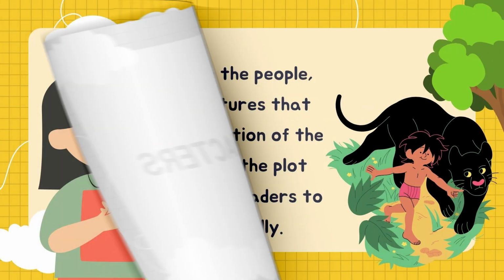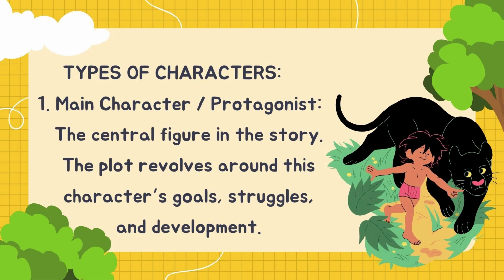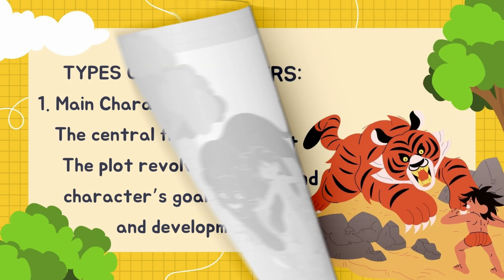1. Characters. Characters are the people, animals, or creatures that take part in the action of the story. They drive the plot forward and allow readers to connect emotionally. Here are the different types of characters. Main character or protagonist, the central figure in the story. The plot revolves around this character's goals, struggles, and development.